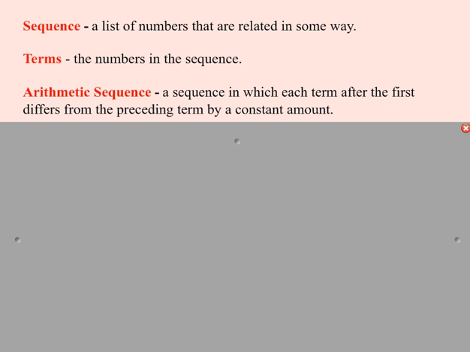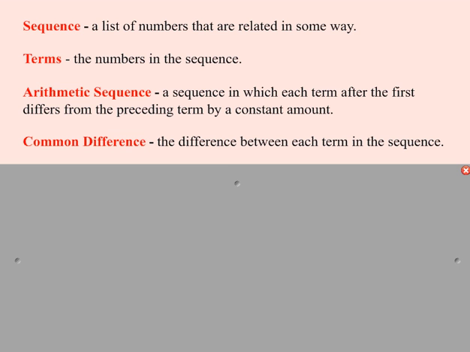Next is the definition of arithmetic sequence. It is a sequence in which each term after the first differs from the preceding term by a constant amount. In other words, we're adding on the same number to get the next term. The definition of common difference is the difference between each term in the sequence. So it would be the number that you're adding on to get the next term.